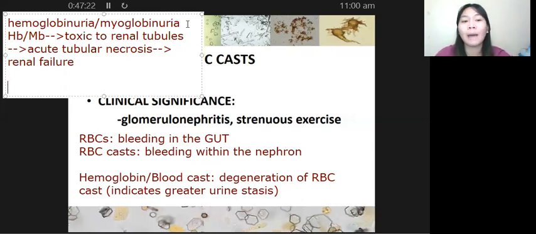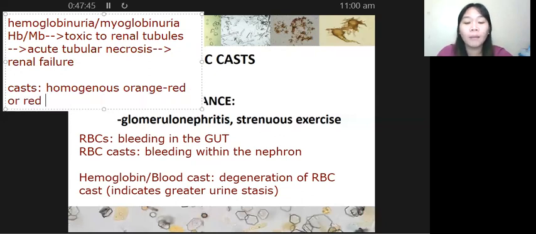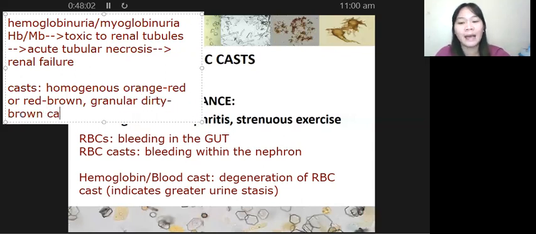So what is the appearance of your casts if, for example, the problem is not hematuria but hemoglobinuria or myoglobinuria? In this case, your casts will appear as homogeneous orange-red or red-brown. So they may also be granular, dirty brown casts.